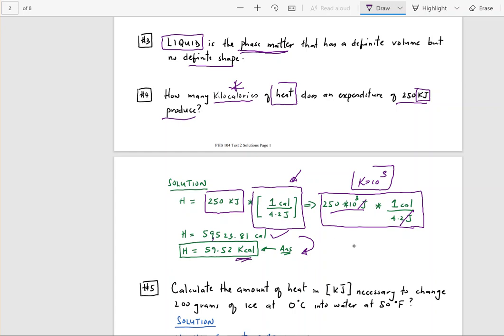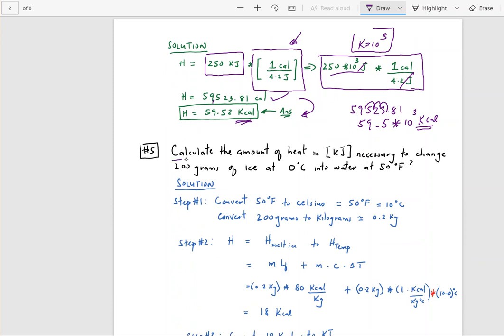So with the 59,523.81, we're just moving the decimal places over 3 times: 1, 2, 3, making it 59.5 times 10 to the 3 kilocalories.